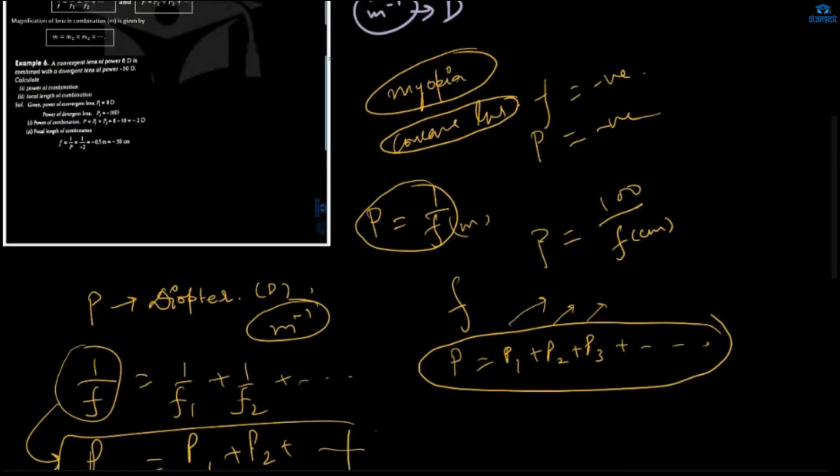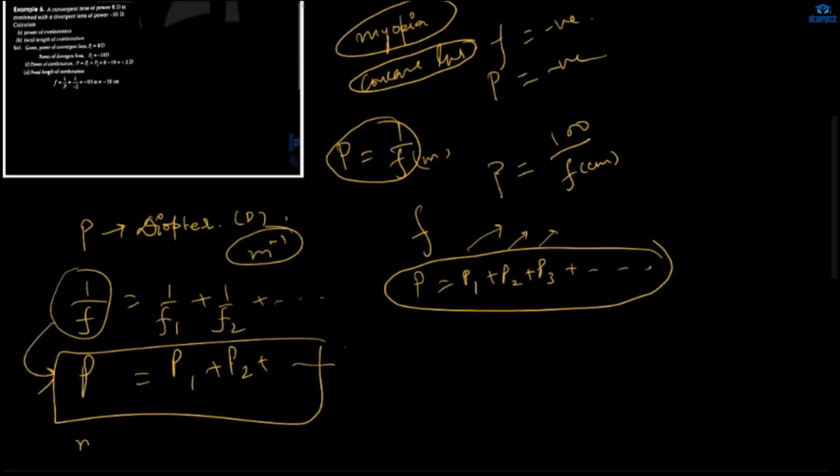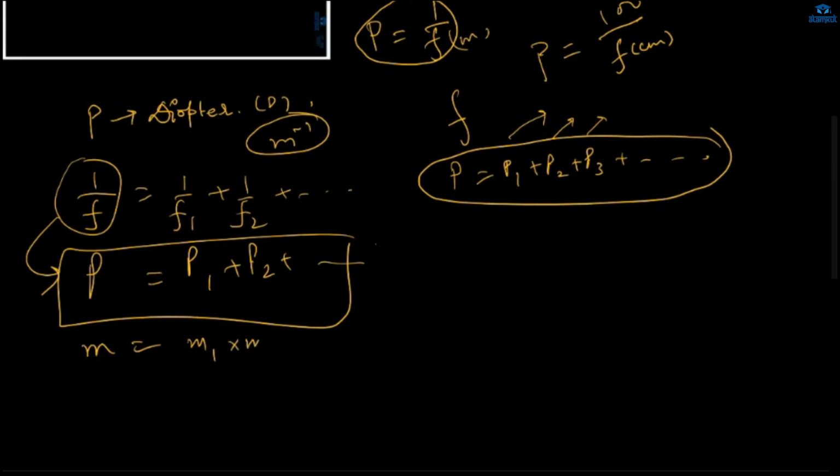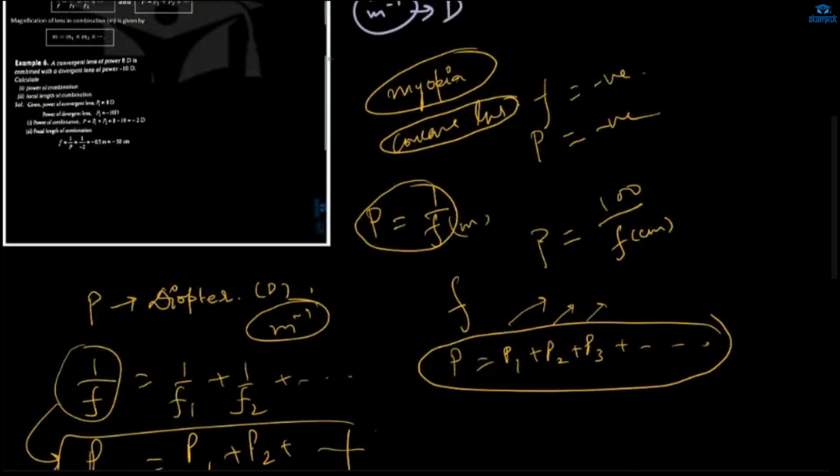And for the magnification of the lenses in combination, what will the magnification be? The magnification will be M1 into M2 into M3, whatever the magnifications are. So it will get multiplied.